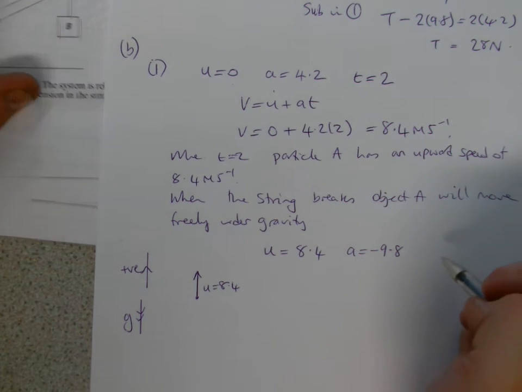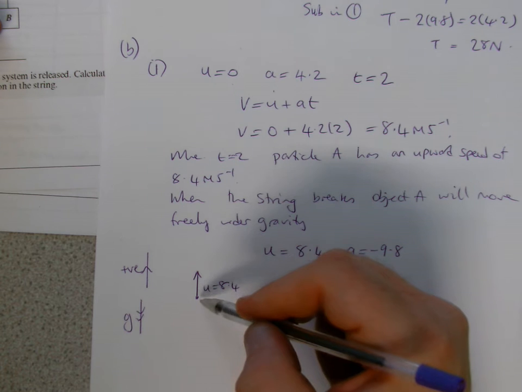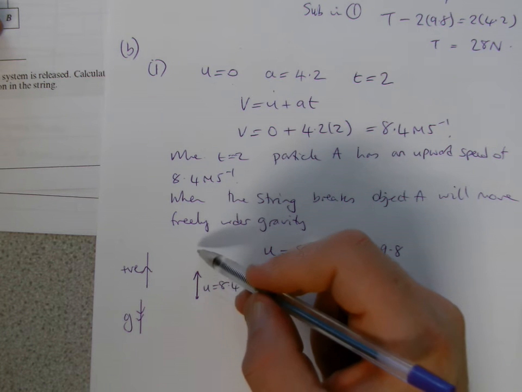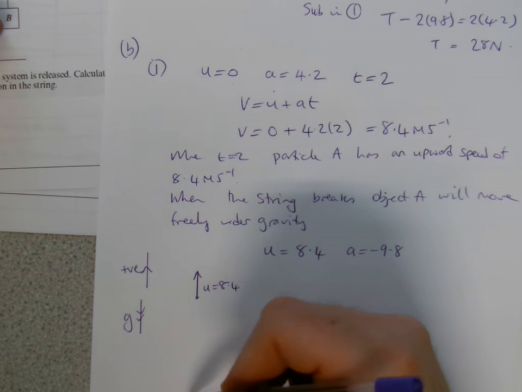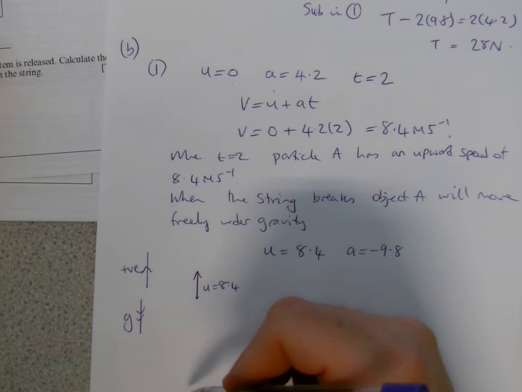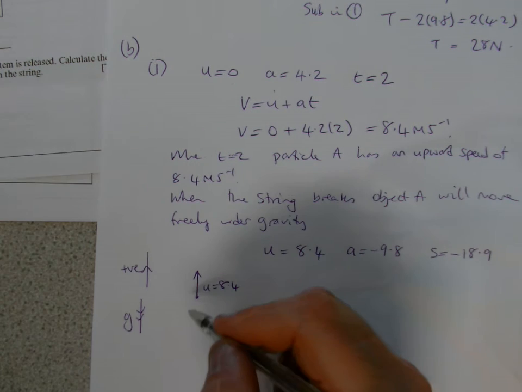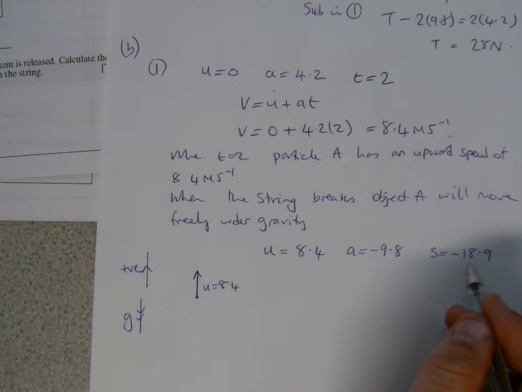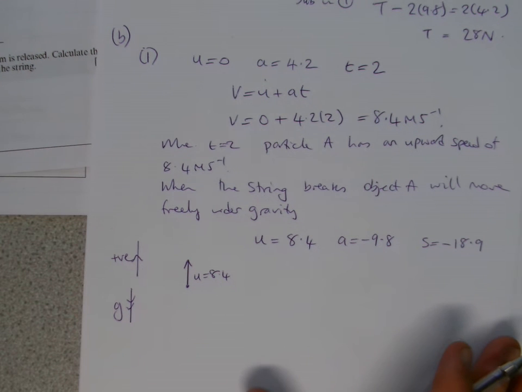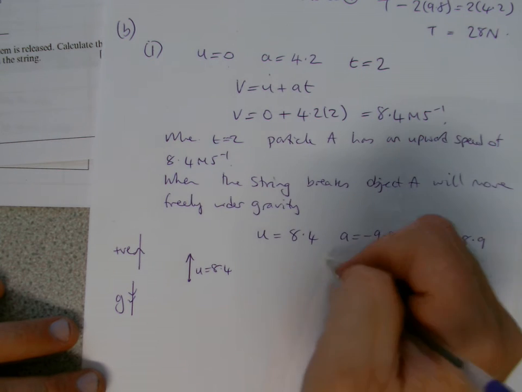Alright, and what's the question say? Determine the time taken for it to reach the ground. Now, obviously this object is going to keep on rising, but at some point, because it's falling under gravity, it's going to stop and it's going to fall. It says that A is 18.9 meters above the ground when the string breaks. So we're interested when s is equal to minus 18.9, because it'll rise, come to a stop, and then it'll fall again. So we're interested in when it gets to the ground, and displacement is minus 18.9. So we need to find the time, which would be question mark.